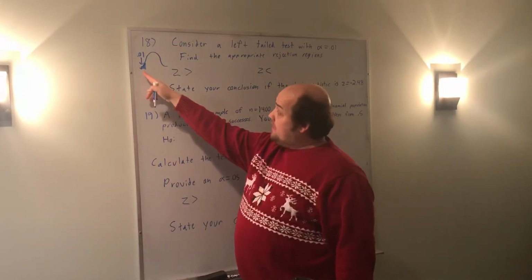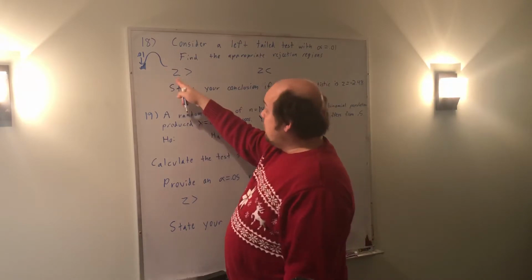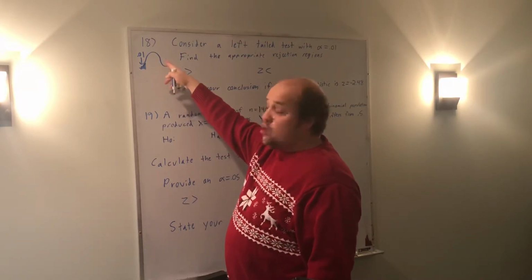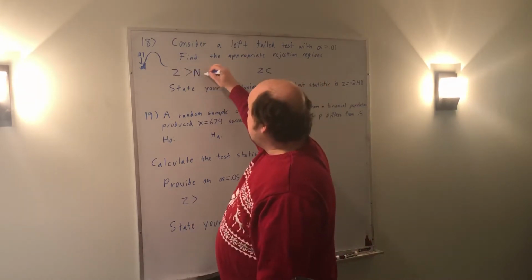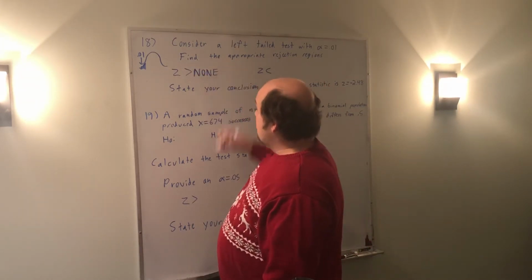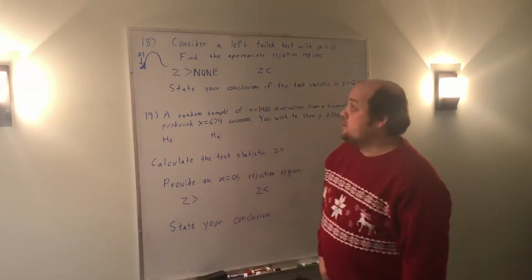Because it's only on the left-hand side and not on the right, when we look for a z is greater than, there's no rejection region on the z is greater than side. That's why we write in capital letters, N-O-N-E, the way that it tells us to in the instructions.